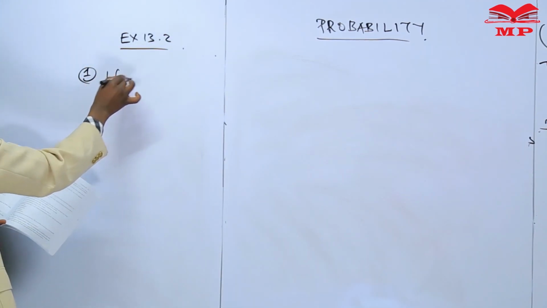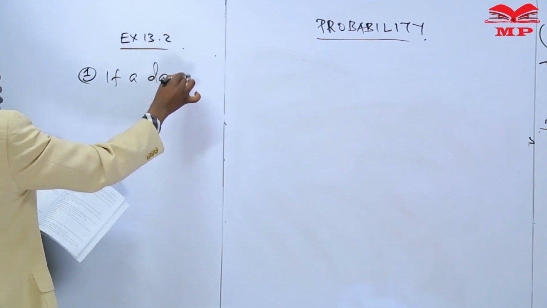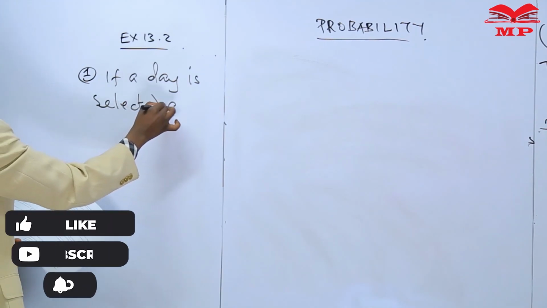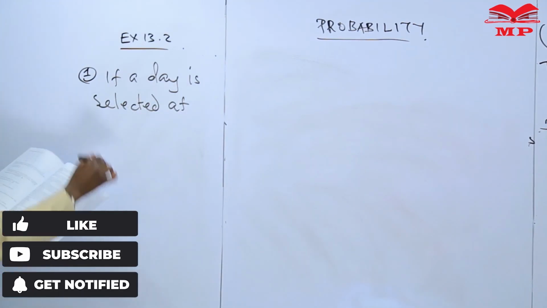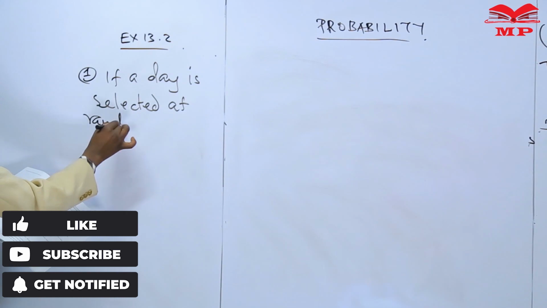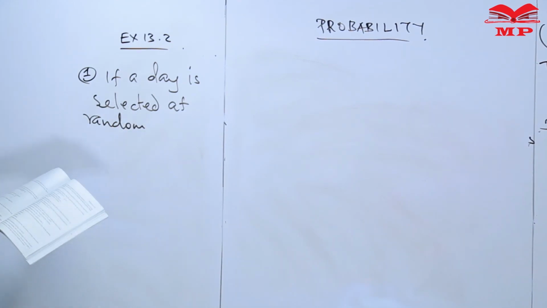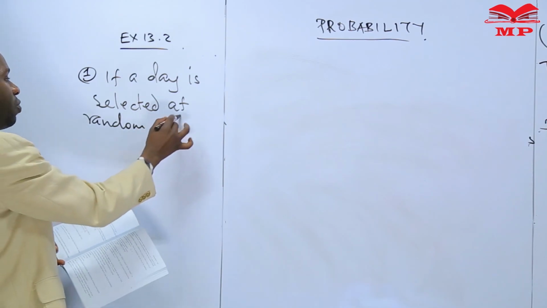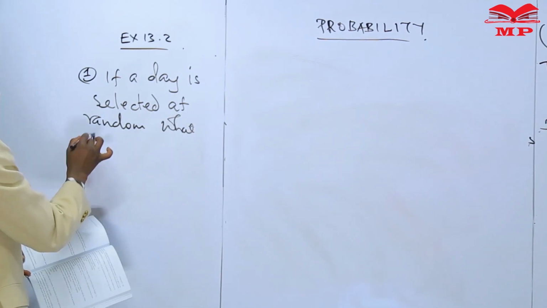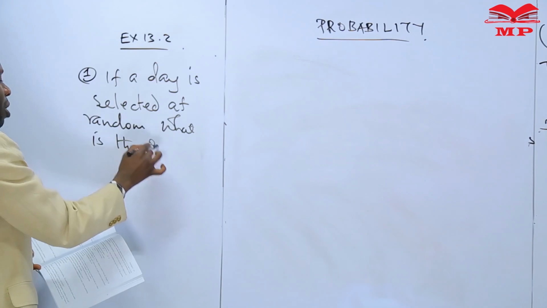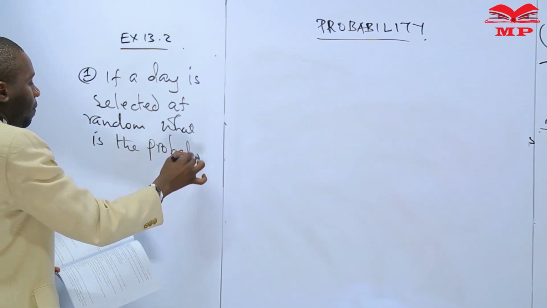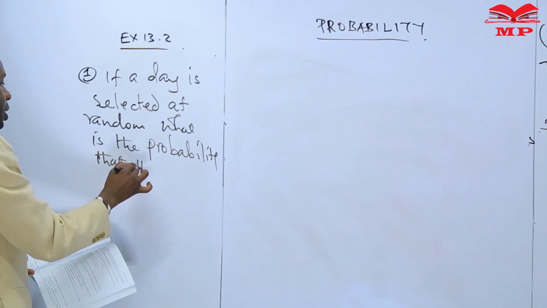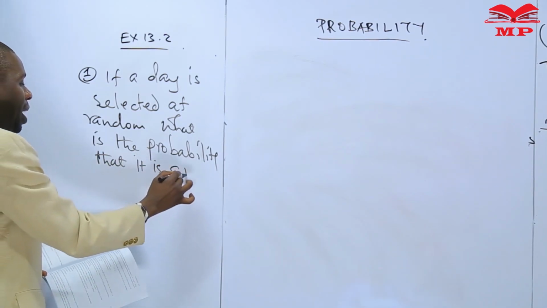If a day is selected at random, what is the probability that it is a Monday?